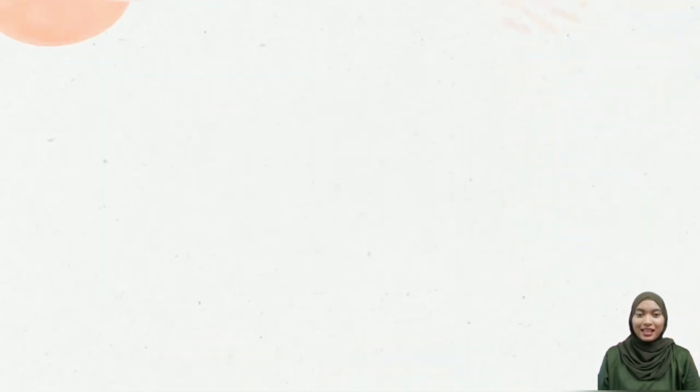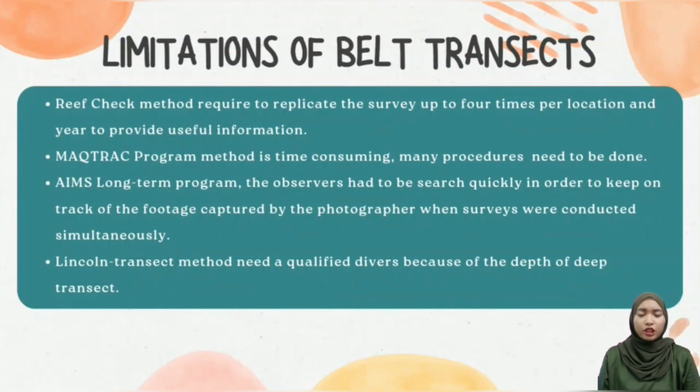Next, each method has its own limitation. The Reef Check method requires replicating the survey up to 4 times per location and year to provide useful information. Moreover, the MarkTrack program method is time-consuming as it has many procedures to be done. In the AIMS long-term program, the observers had to search quickly in order to keep on track of the footage captured by the photographer when surveys were conducted simultaneously. Lastly, the Lincoln-Smith transect method needs qualified divers because of the depth of the deep transect.